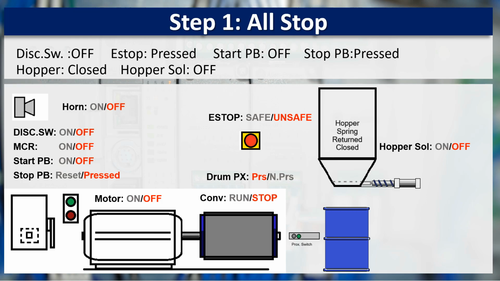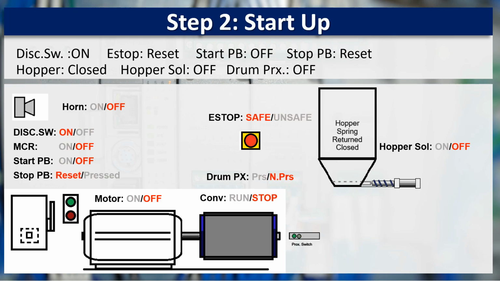The disconnect switch would be off, the stop-start push buttons would be off, the E-stop is likely pressed, the start push button is off, the stop push button may be pressed, the hopper should be closed, and the hopper solenoid should be turned off. This being a spring return, when the solenoid is de-energized, the hopper gate will automatically close by the re-expansion of the spring. The proximity switch may or may not be present, depending on whether there was a drum left in that position.